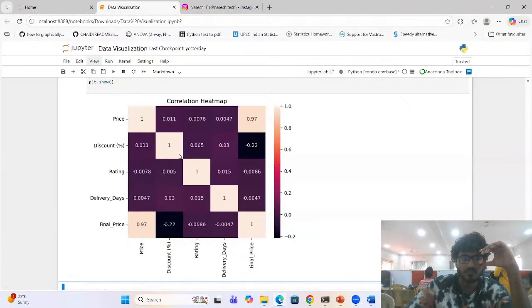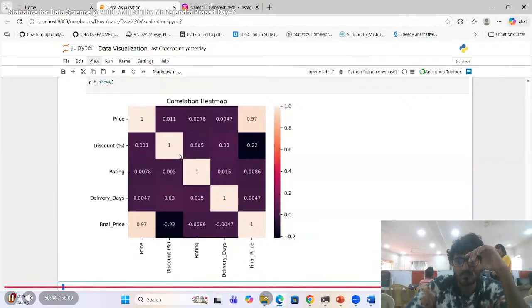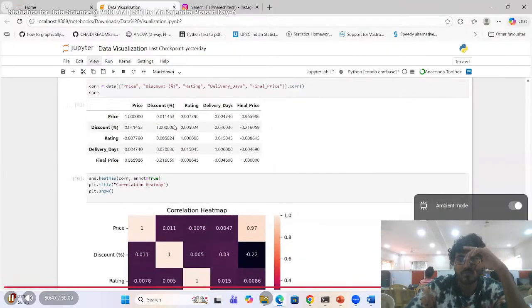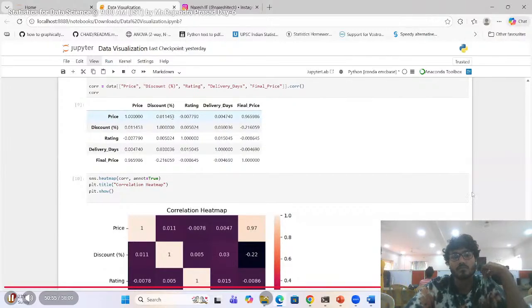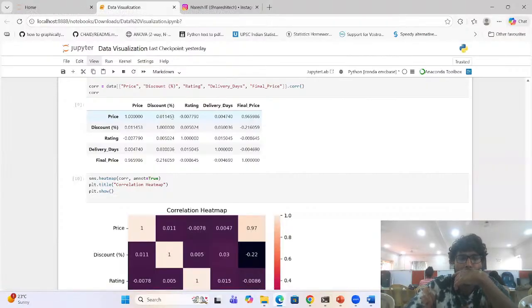Okay. Sir, how are these values calculated? Don't worry. What is the formula behind? How did I get this 0.011? We'll discuss it at the time of correlation. If I explain here also, I need to waste time again over there. At that time, I'll clearly explain the backend formula.